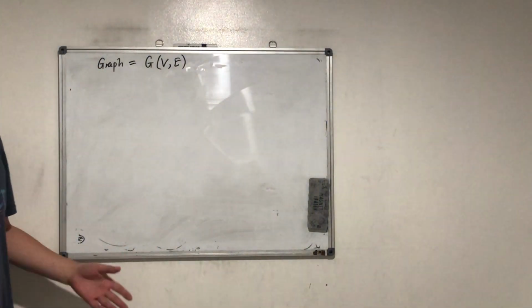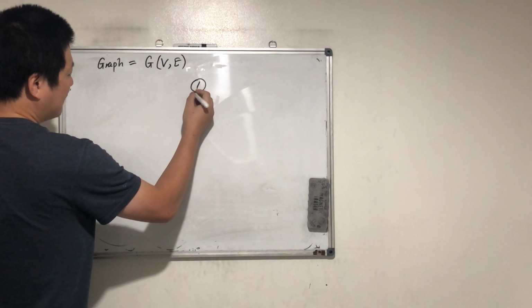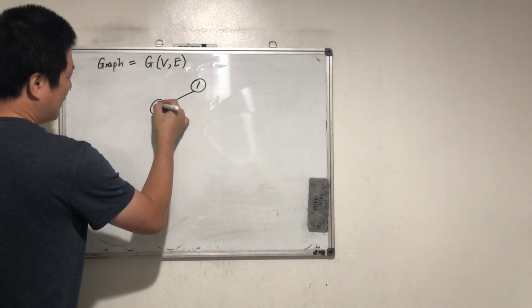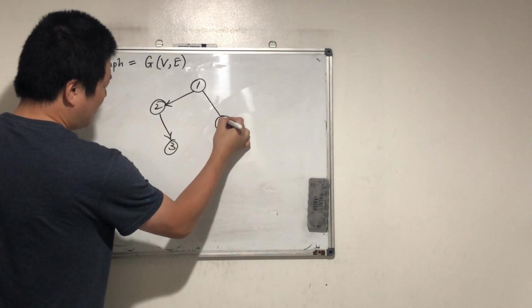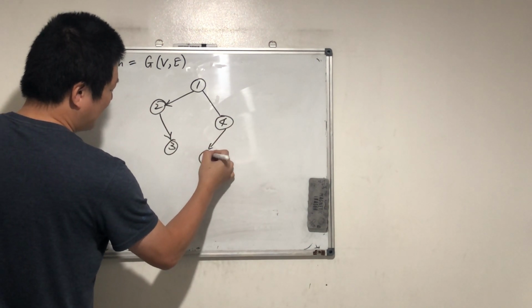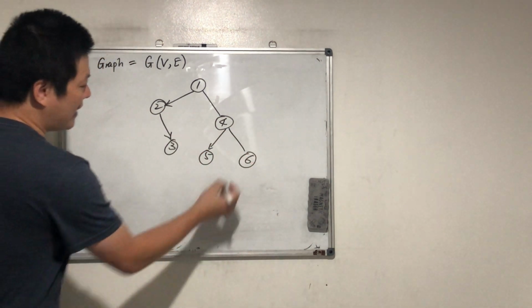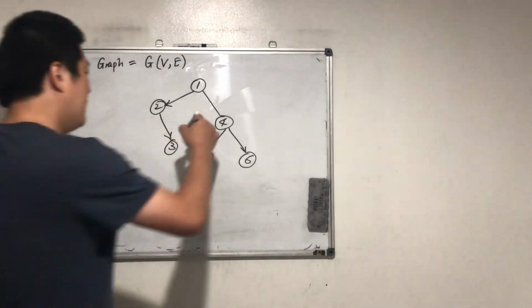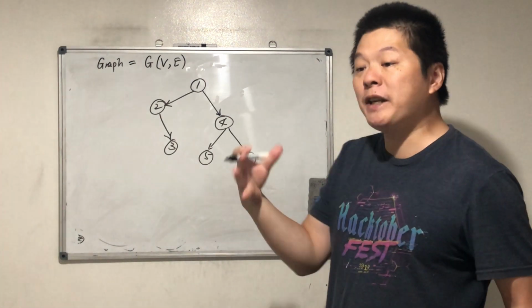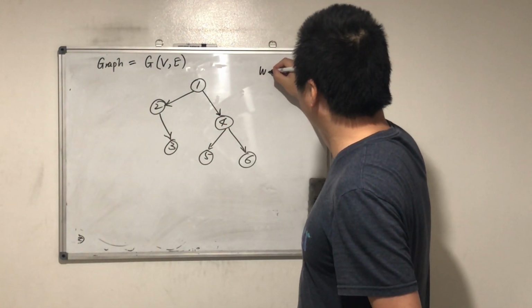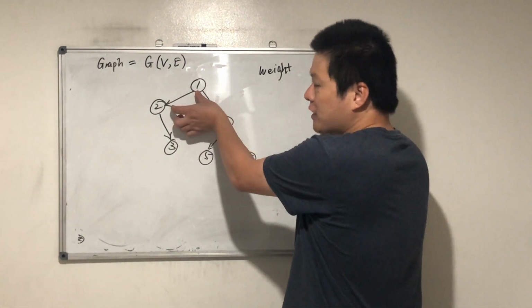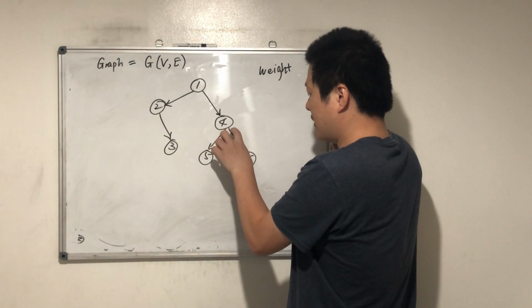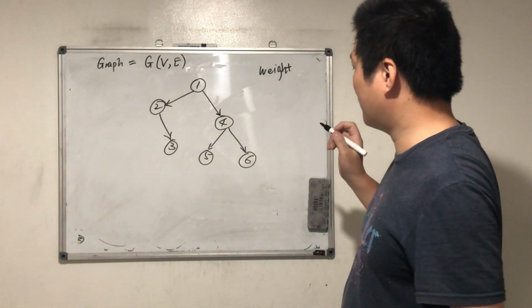Let's talk about this directed graph. Given the directed graph, look: 1, then 2, 3, then I have 4, and then 5 and 6. So this is a directed graph, and we can have a weight associated with each edge.